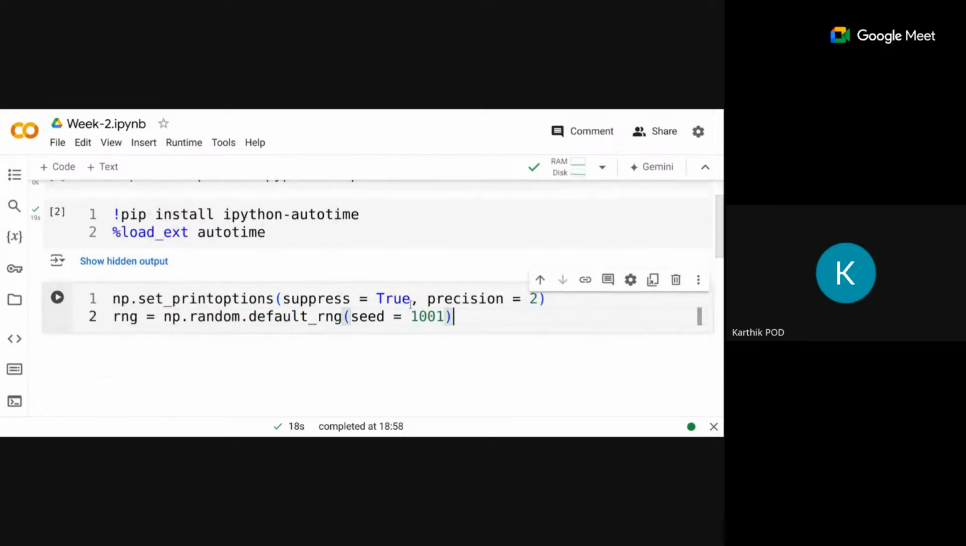Then here I want my printing to have only a precision of 2, meaning if I print something like 1.2345, I want only 1.23 to come up. So that's why I'm doing this. Sir, you are using a random number generator, right? Yeah, that will also come up soon.